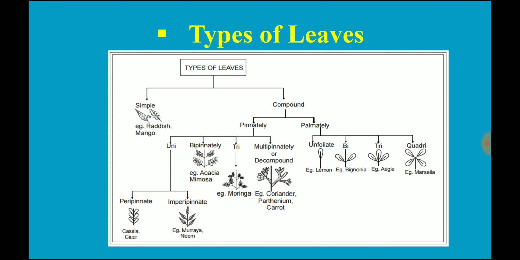In unipinnate compound leaves we learn about the paripinnate and the imparipinnate, while the multipinnately compound leaves have decompound structures. Palmately compound leaves have unifoliate leaves, bifoliate leaves, trifoliate leaves and quadrifoliate leaves.